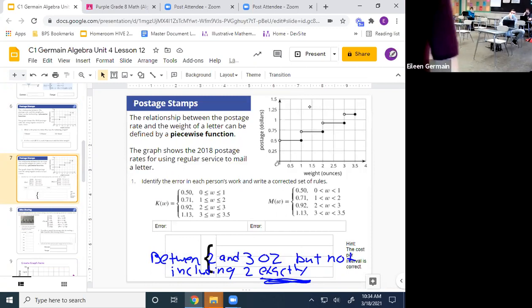And we are going to look at 2 different piecewise functions that Kai and Mai wrote. So we're going to look at these 2 piecewise functions here, and I want you to identify the errors in each one of those sets there.